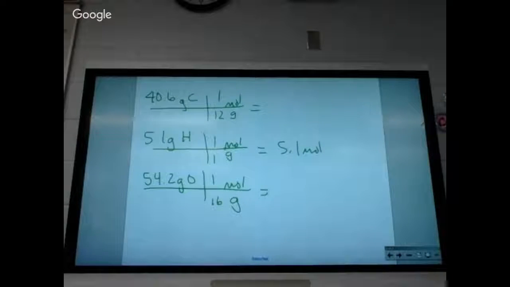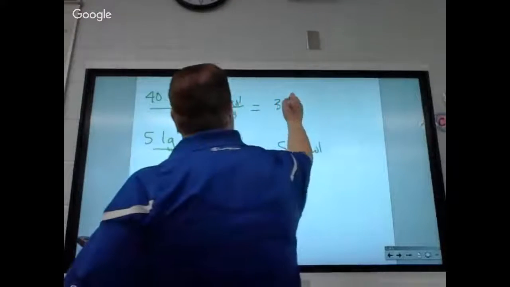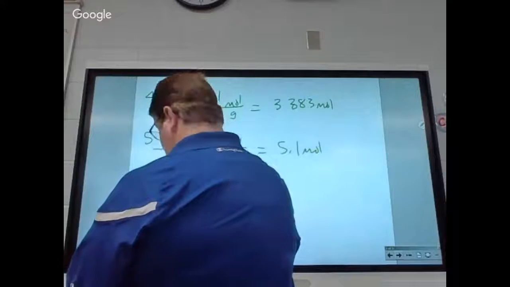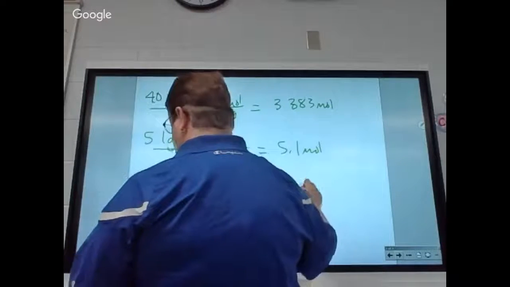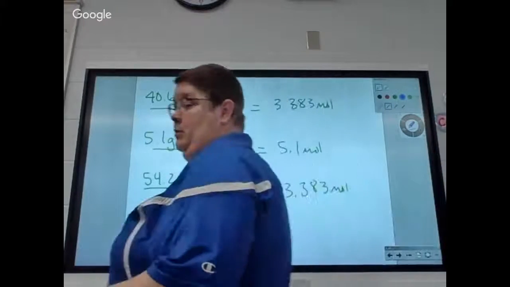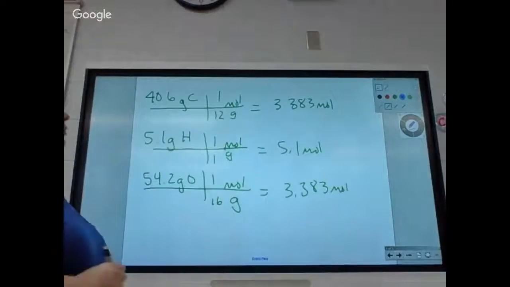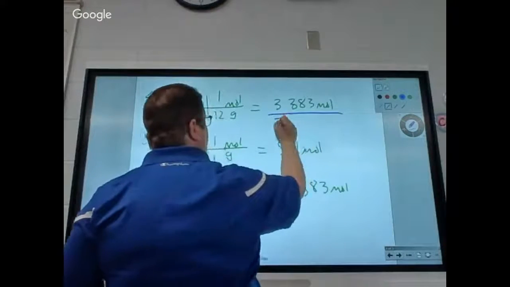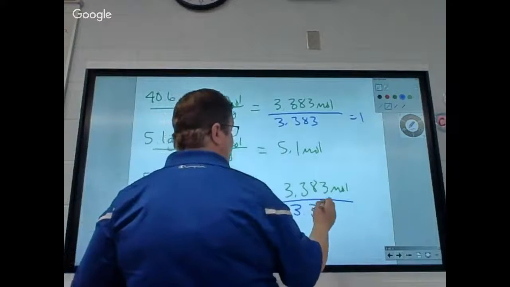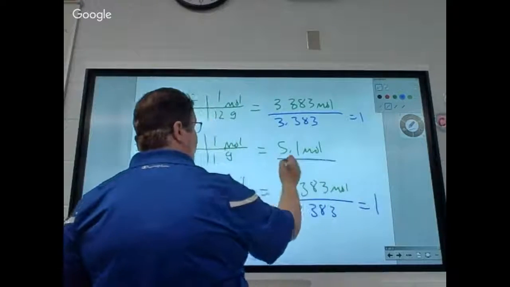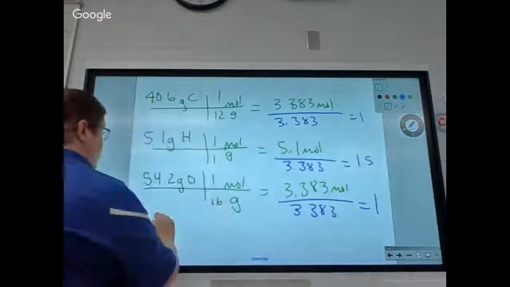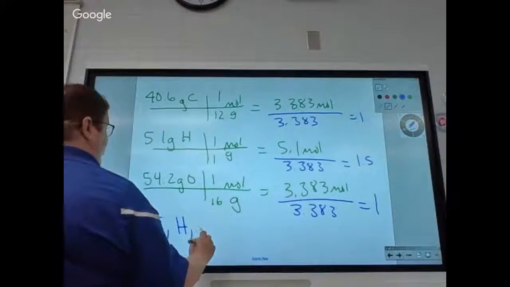So 40.6 divided by 12 is 3.383 moles, and 54.2 divided by 16 is 3.383 moles. All right. So what do we do from there? Divide by 3.383, which is 1. Divide here by 3.383, and what'd you get? 1.5. So you get C1, H1.5, and O1.